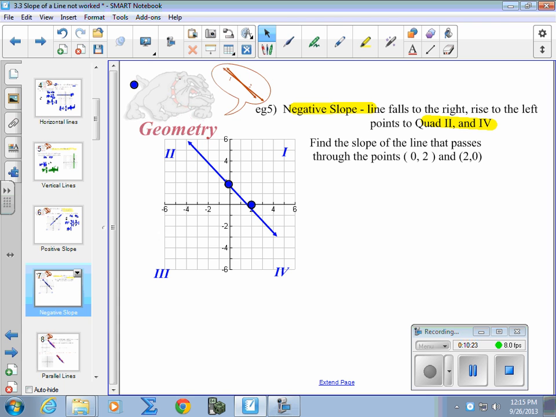Once again, we need to find the slope. So we'll say x sub 1, y sub 1, x sub 2, y sub 2. So the slope of this line is 0 minus 2 over 2 minus 0. We have negative 2 over 2, or a slope of negative 1.